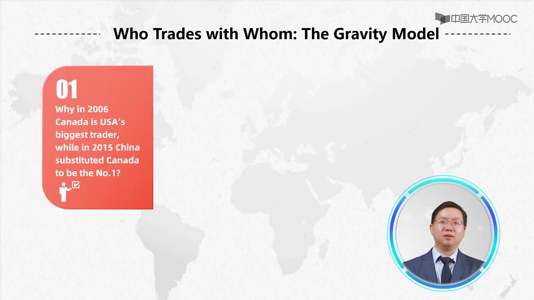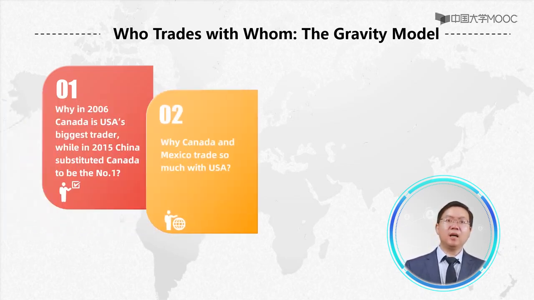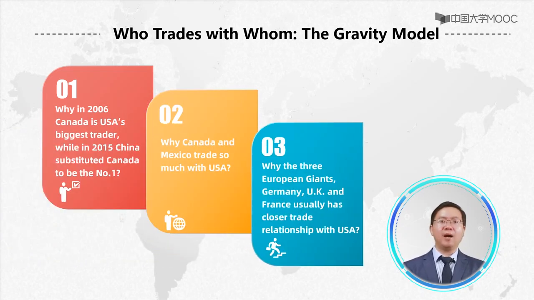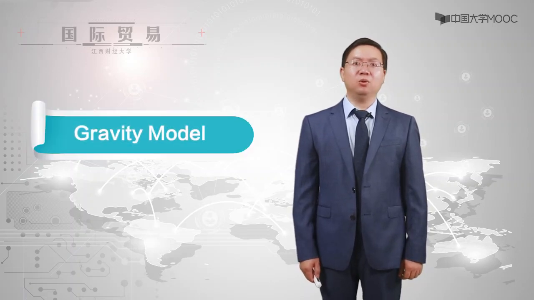The first, why in 2006 Canada was the United States' biggest trading partner, while in 2015 China substituted Canada to be number 1. The second, why do Canada and Mexico trade so much with the USA. The third, why the 3 European giants, Germany, the United Kingdom, and France, usually have a closer trade relationship with the USA. Is there any rule behind this? In order to answer these questions, we need to introduce an important model. It is called the gravity model.